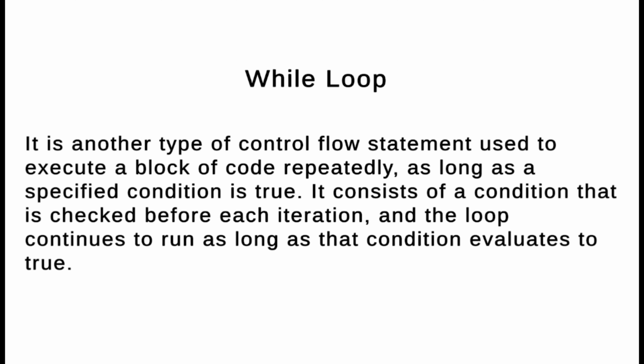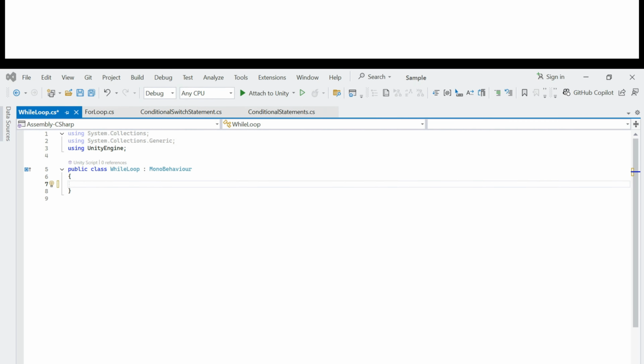Next, while loop. It is another type of control flow statement used to execute a block of code repeatedly, as long as a specified condition is true. It consists of a condition that is checked before each iteration, and the loop continues to run as long as that condition evaluates to true. Now see the example script of while loop.